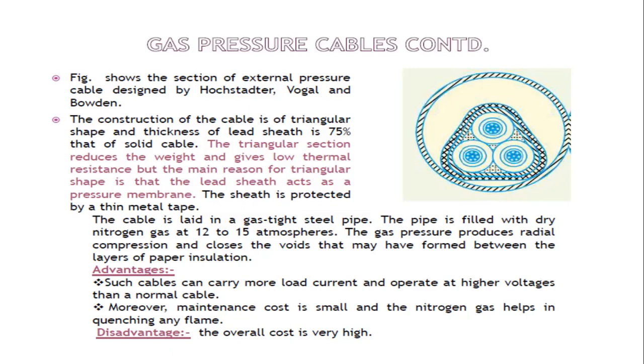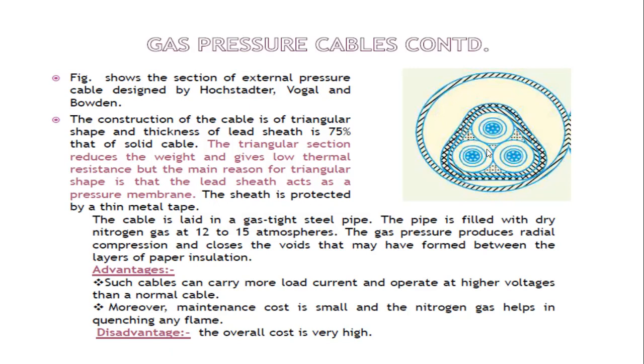The cable is laid in a gas tight steel pipe. The pipe is filled with dry nitrogen gas at 12 to 15 atmospheres. The gas pressure produces radial compression and closes the voids that may have formed between the layers of the paper insulation. This is core 1, core 2, core 3. Each core has paper and a lead sheath as insulation.